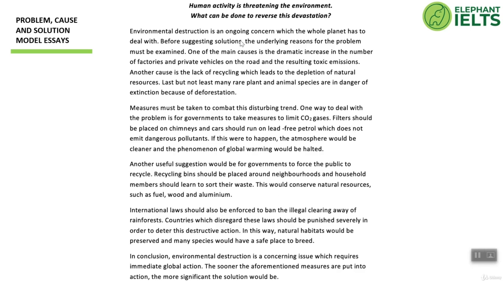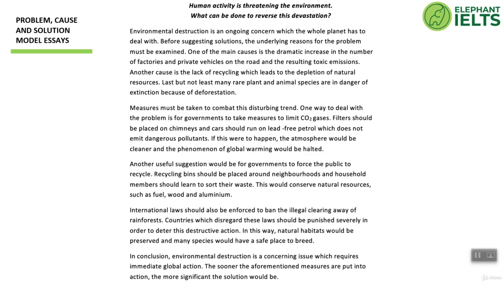Environmental destruction is an ongoing concern which the whole planet has to deal with. Remember, the first sentence mentions the problem. And then the second sentence, before suggesting solutions, the underlying reasons for the problem must be examined. So, just to introduce that, now I'm going to talk about the reasons and then the 3 causes of the problem. One of the main causes is the dramatic increase in the number of factories and private vehicles on the road and the resulting toxic emissions.